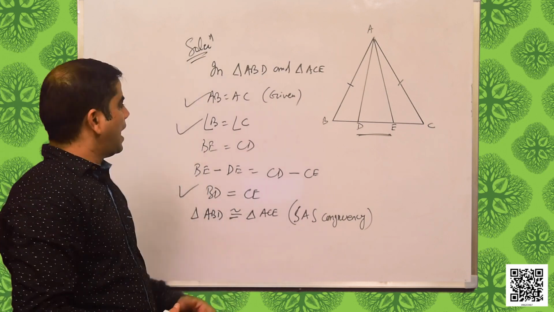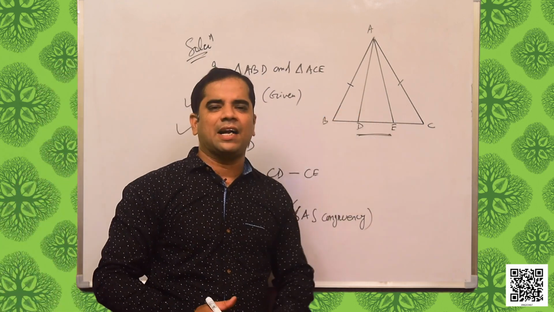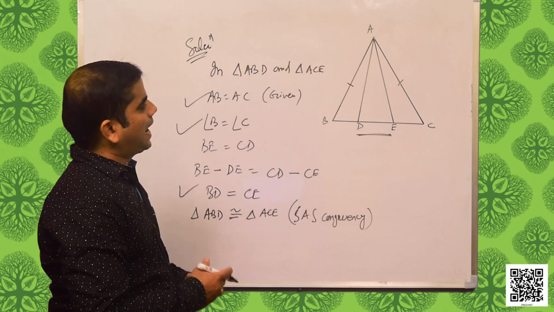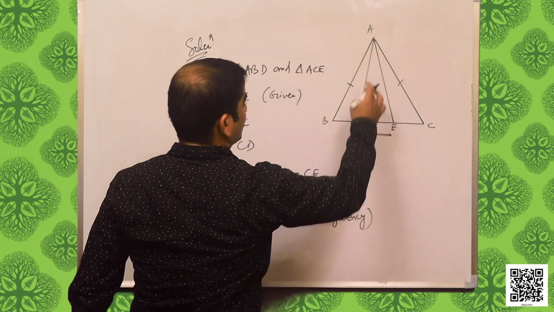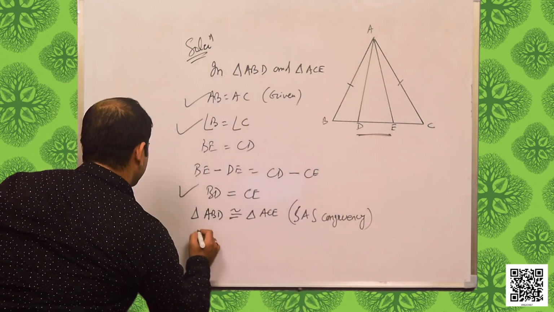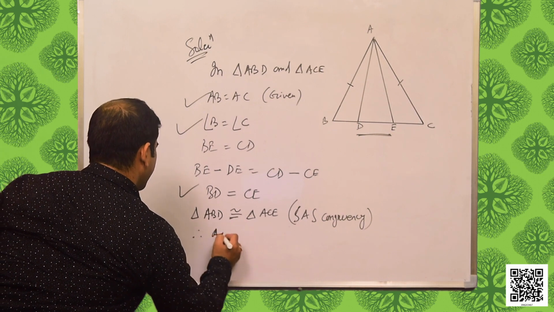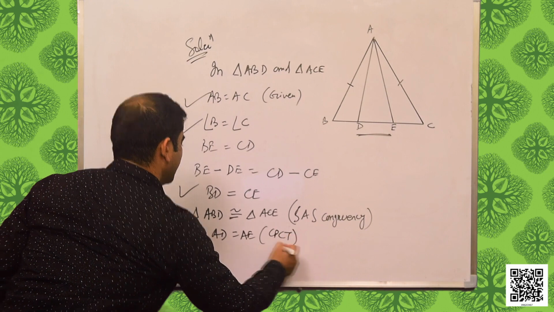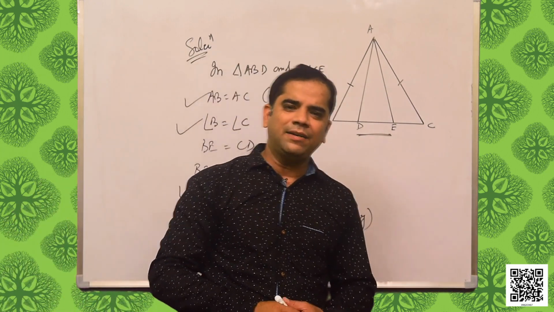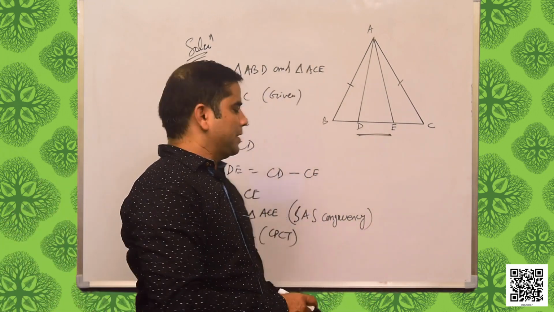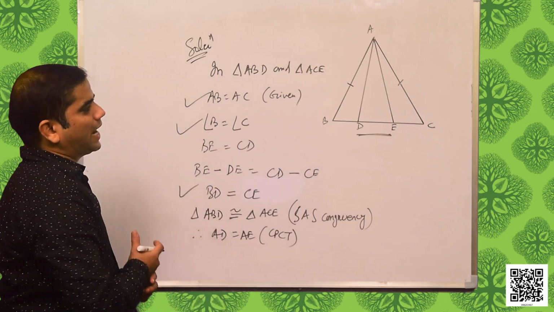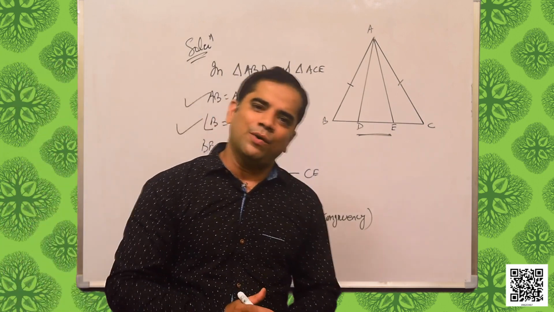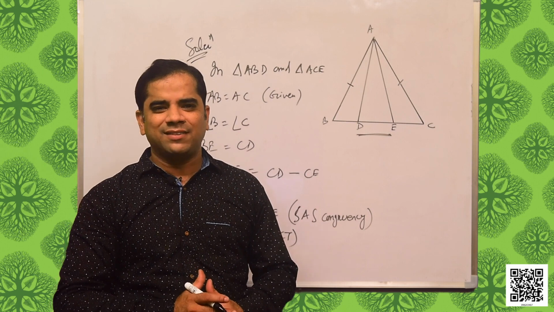Okay. So, as these two triangles are congruent, I can say that AD is equal to AE by CPCT. Fine. So, in this way we have proved that AD is equal to AE. Hope you have understood this. Okay. Now, let us go to exercise 7.2.